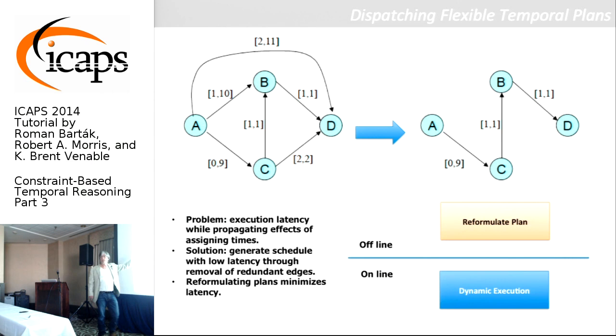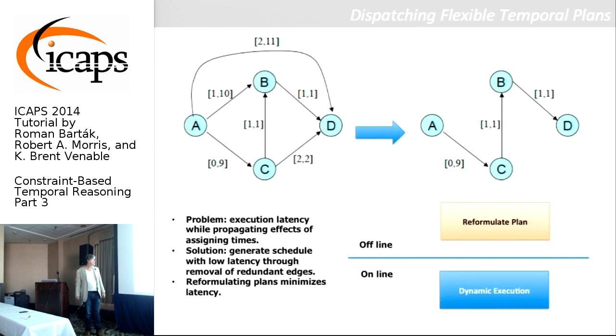For example, this network has a constraint between A and D. That's always satisfied, no matter how you execute this network, this constraint will always be satisfied, right? So whatever choice you make between this interval and that interval and that interval will satisfy that constraint. But you can see there's an advantage of the right one with respect to propagation. There's less propagation going on, right? When you're executing the smaller network, there's less propagation going on, and therefore less execution latency.